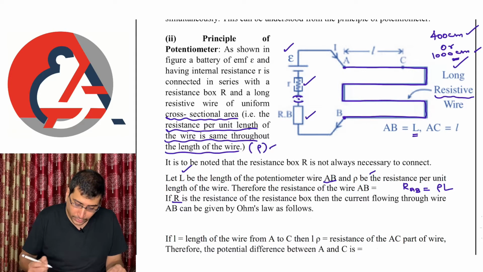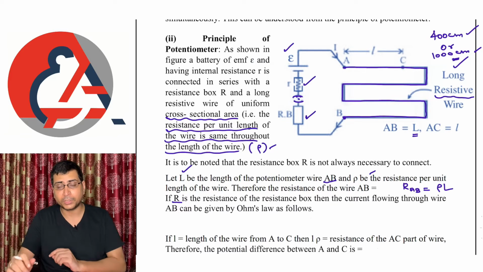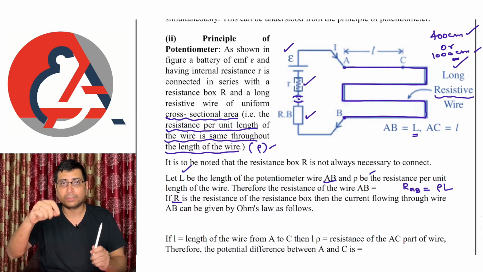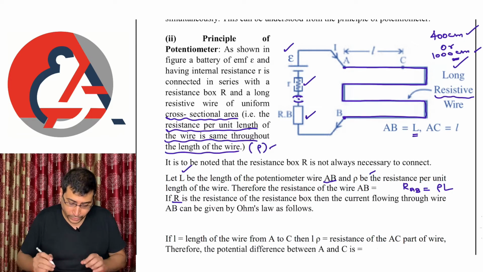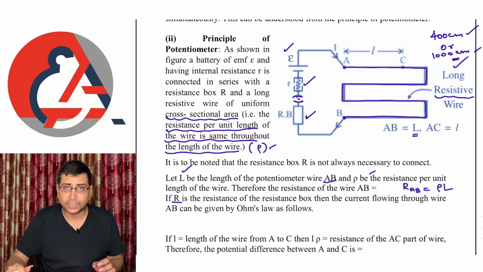Suppose R is the resistance that is getting generated from the resistance box. I have already mentioned, in a resistance box you will have different knobs. If you pick a particular knob, then that particular resistance comes into picture. Let's say we are picking a knob which has a resistance of capital R.